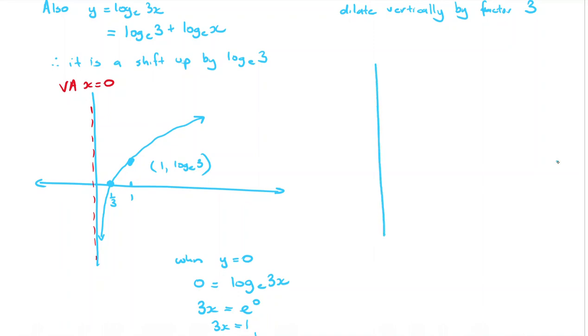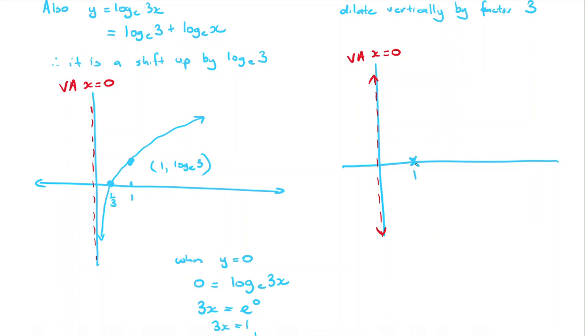My asymptote is still going nowhere. Still sitting here. Vertical asymptote at x equals 0. What about my intercept over here at 1? Is it moving anywhere? If I'm timesing all my y values by 3, it's 0. It's still not going anywhere. So it's there still. Okay. I'm not going to have a y-intercept, but we probably want to show another point.